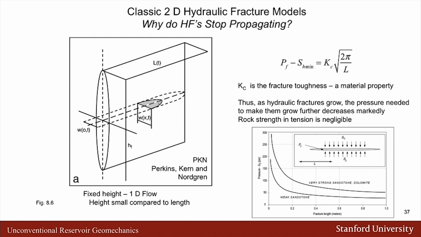Now, in this PKN model, as it's called, the assumption is that there's one-dimensional lateral flow, there's a frac barrier that limits the height of the fracture, and so you simulate the fluid flowing down the fracture in a horizontal direction. But one question that's plagued modeling of hydraulic fracturing for many years has been, why do hydraulic fractures stop?